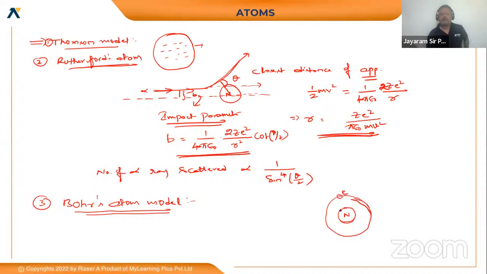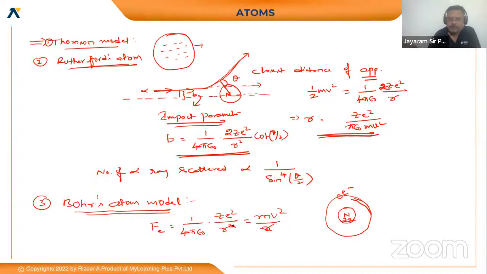Electrons will be moving in a circular orbit around the nucleus, whose charge is going to be Ze. Then the electrostatic force between the electron and the nucleus can be written as 1 by 4 pi epsilon naught into Z e square by r square. Since it is moving in a circle, this should be equal to the centripetal force, which is mv square by r. So one of the r can be removed here.